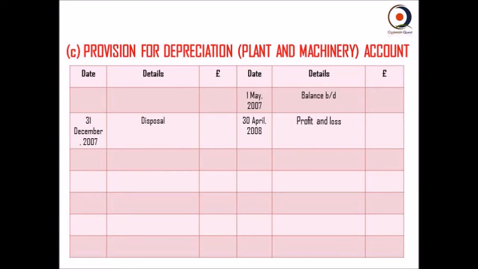So again, an easy way to prepare the provision for depreciation account is to look for 3 items: balance BD, which will be posted on the credit side; profit and loss, which is the depreciation of the current financial year; and the total depreciation of any asset that has been disposed, which is disposal, that will be posted on the debit side of the provision for depreciation account.